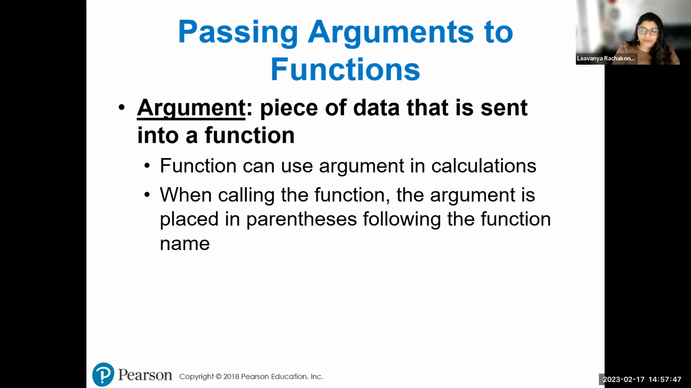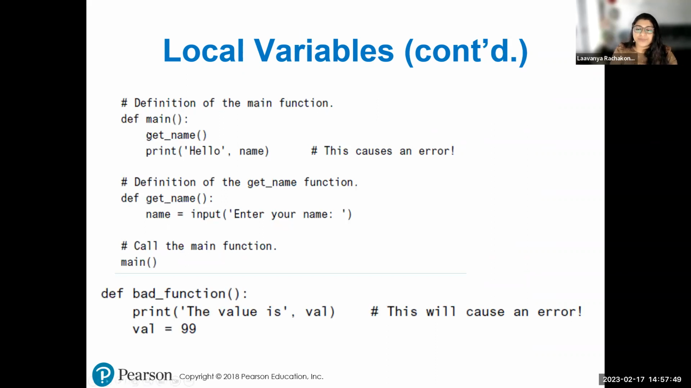Let's take a look at this example. Inside your main function, you have get name, and here you are printing hello name. So inside your main function, you are calling the get name function, and next you are printing hello name. In the next line, you are defining the get name function because you have called it, so you must define it. Here name is equal to enter your name, then call main.